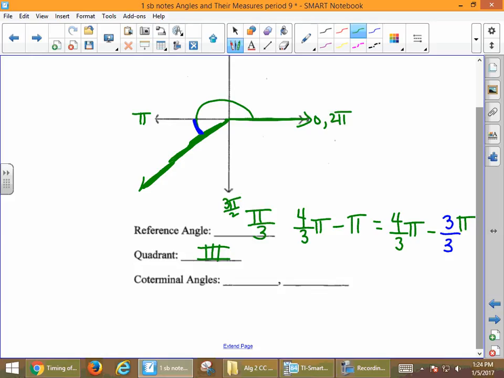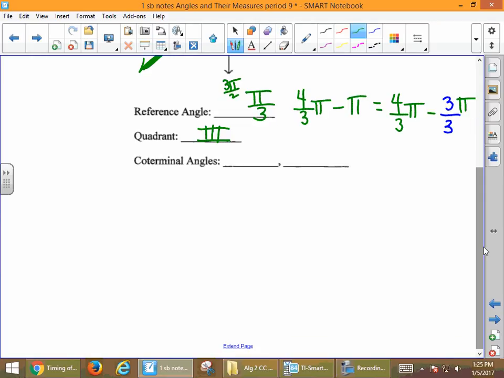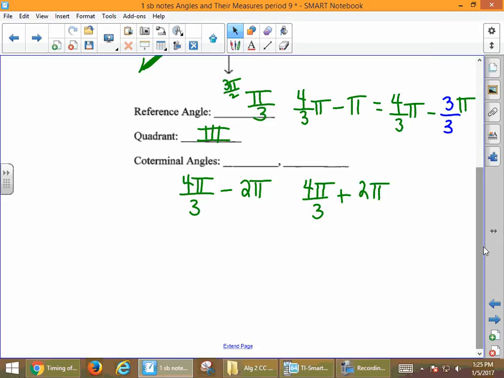That's our reference angle. We know we're in quadrant 3, so now what we have to do is figure out, well, what are the coterminal angles? Well, once again, take our original angle, which is 4 pi over 3. And in fact, I'm going to write it side by side here. 4 pi over 3 minus 2 pi will give us a coterminal angle. 4 pi over 3 plus 2 pi will also give us a coterminal angle.